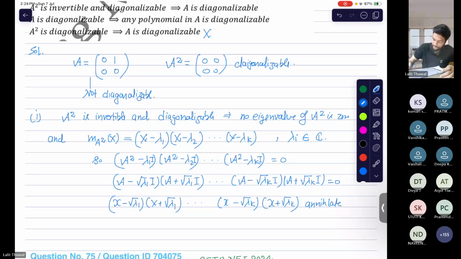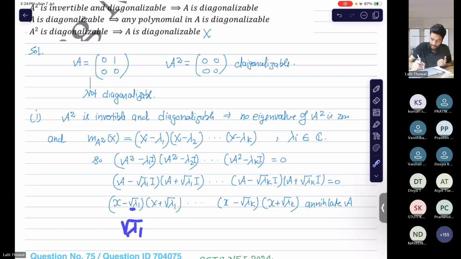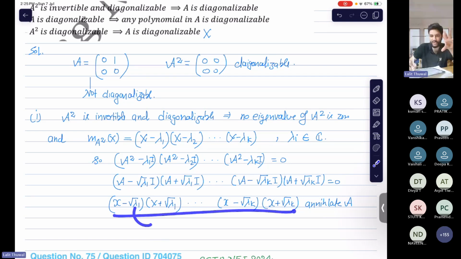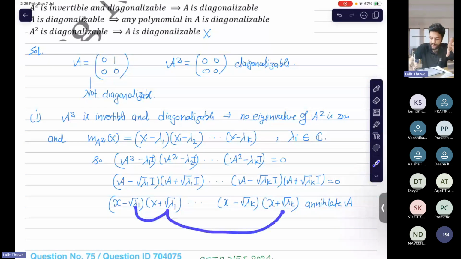Annihilates A. So you can see that root lambda 1 and minus root lambda 1 are not equal. These are not equal, right? Because no eigenvalue is 0. Overall, all the roots of this polynomial are distinct. It's easy to see, right? Because lambda 1, lambda 2, ..., lambda k are distinct, and none of them is 0. So that's why these all are distinct.